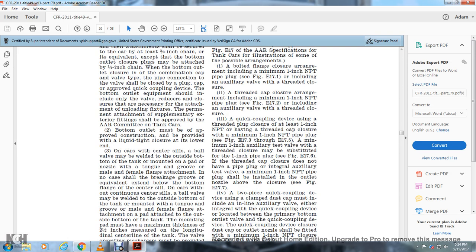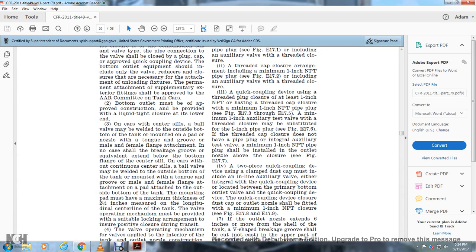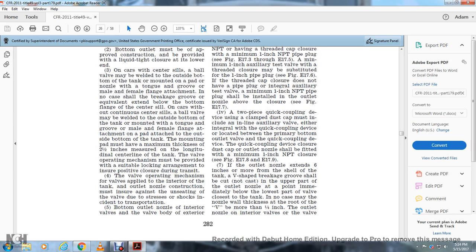1. The bolted flange closure arrangement, including the minimum 1-inch NPT pipe plug, or including the auxiliary valve with the threaded closure. 2. A threaded cap closure arrangement, including the minimum 1-inch NPT pipe plug, or including auxiliary valve with a threaded closure. 3. A quick coupling device using threaded plug closure of at least 1 inch NPT, having the thread cap closure with a minimum 1-inch NPT pipe plug. Minimum 1-inch auxiliary test valve within the thread closure may be substituted with 1-inch pipe plugs if the thread cap closure does not have the pipe plug integral auxiliary test valve, and the minimum 1-inch NPT pipe plug shall be installed in the outlet nozzle above the closure. See figure E17.7.